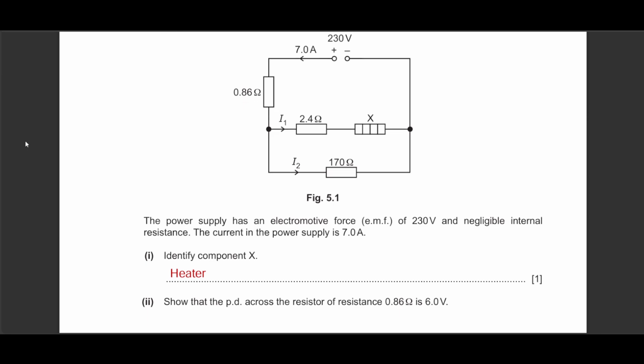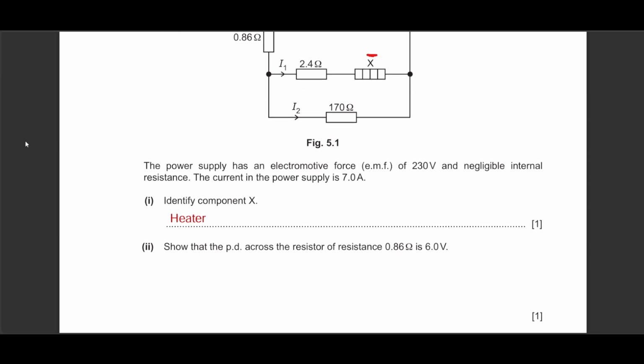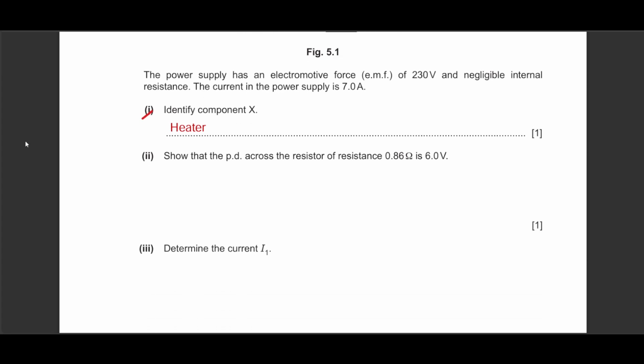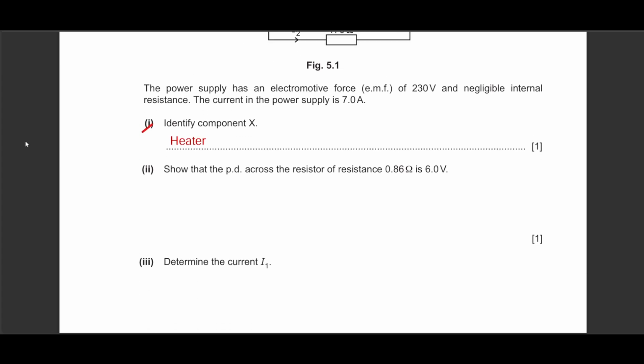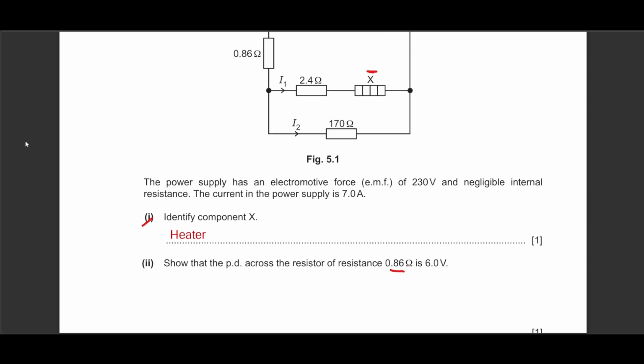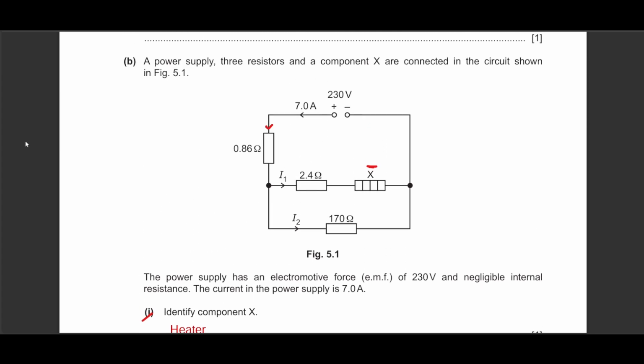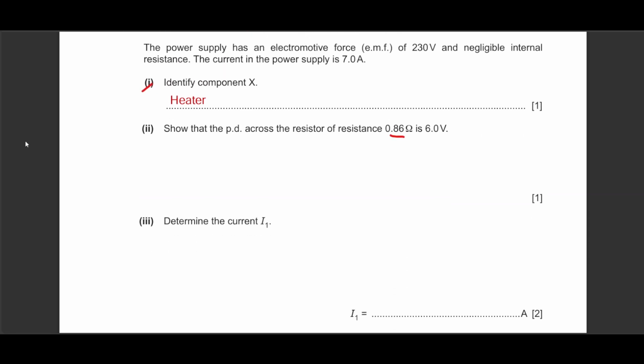So this is a heater. This is what we've done here. Show that the potential difference across 0.86 ohms is 6 volts. Very simple, very straightforward. The current through this resistor is 7 amperes, so we can simply apply V equals IR to do that.